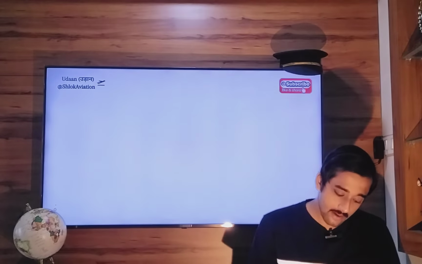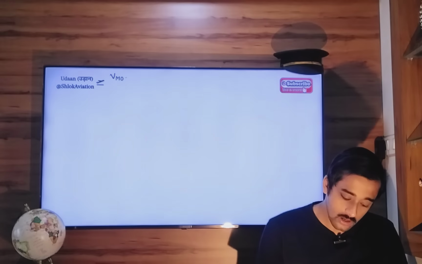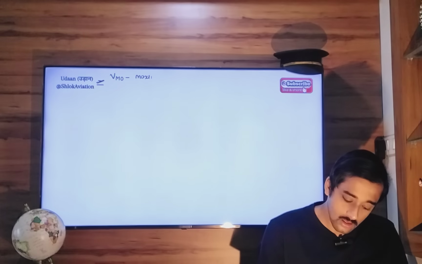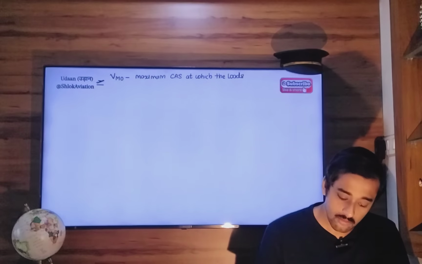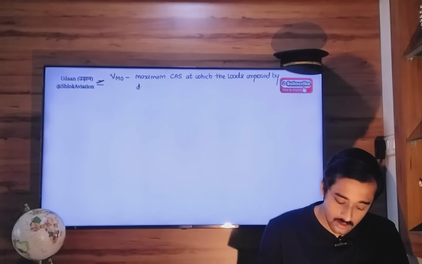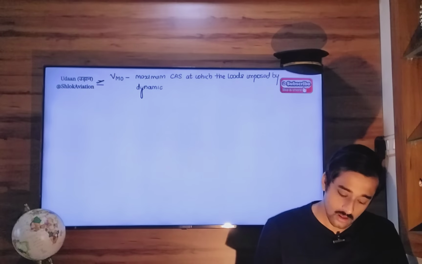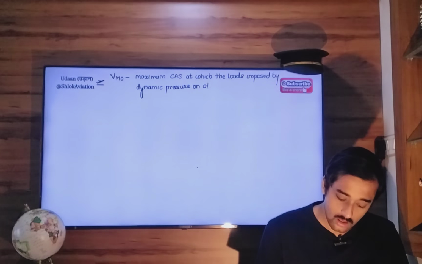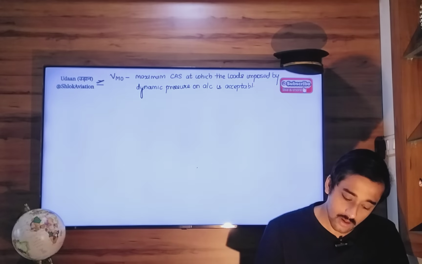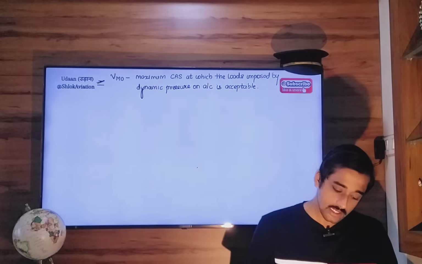So remember, first VMO. So VMO is the maximum calibrated airspeed at which the loads imposed by dynamic pressure on aircraft is acceptable. That is VMO. Now what is calibrated airspeed?